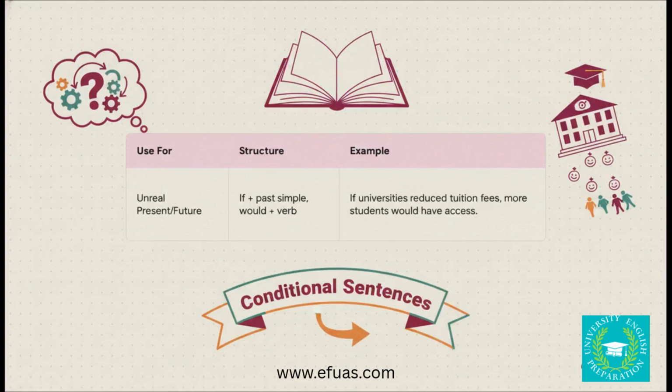Now, the structure here is really important. If plus the past simple tense, and that's followed by would plus the main verb. For example, if universities reduced tuition fees, more students would have access. You see, we're exploring a hypothetical policy change. This is absolutely essential for writing argumentative essays where you're proposing or critiquing different ideas.